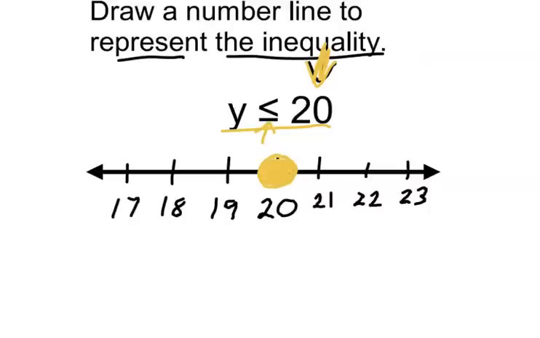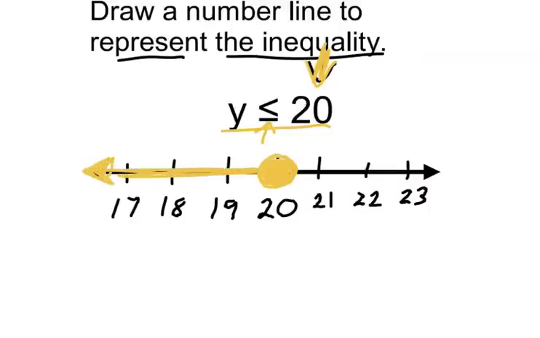And then it says y is less than. So whatever number y is has to be less than 20. All right, so would that be to the right for 21, 22, 23? Are those numbers less than 20 or is it 19, 18, 17? Yes, it is to the left.